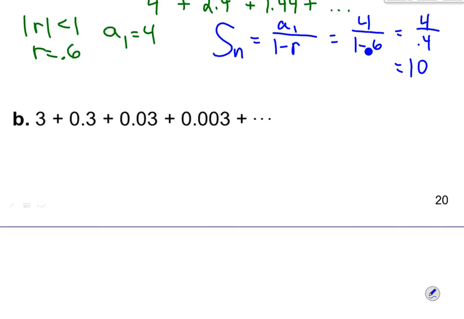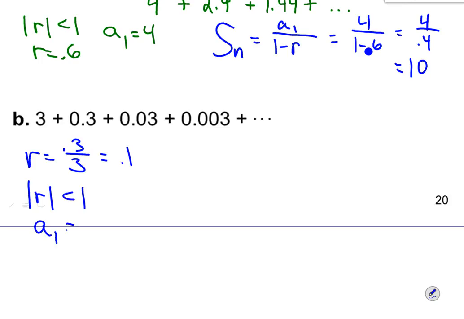So this one's written a little bit differently. How do we find r for this one? Divide. What by what? 0.3 divided by 3. And so what is r? Yeah, 1/10, or 0.1. And so the absolute value of r is less than 1, so we're good to go.